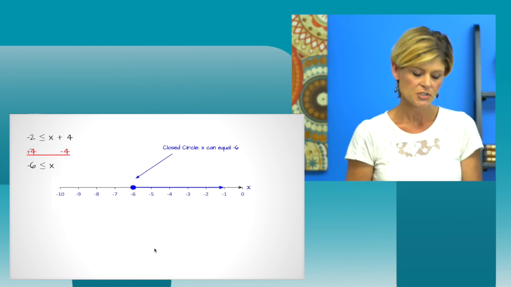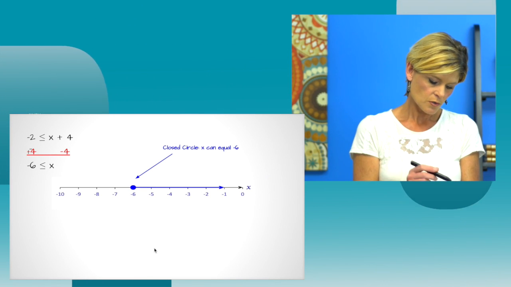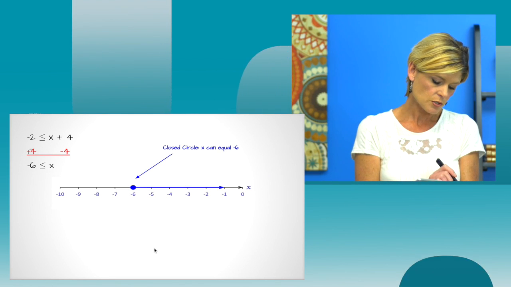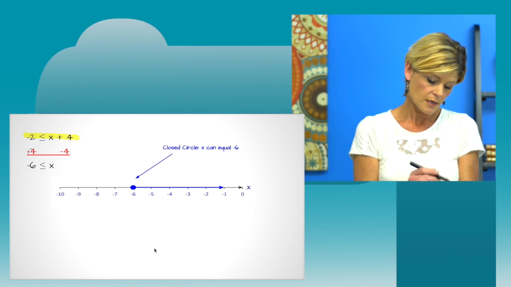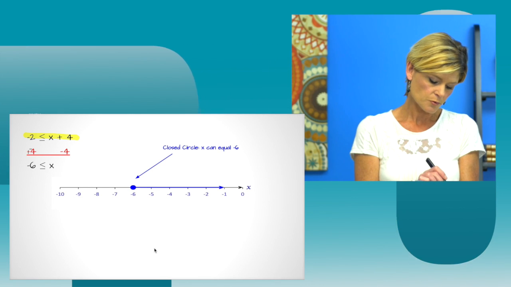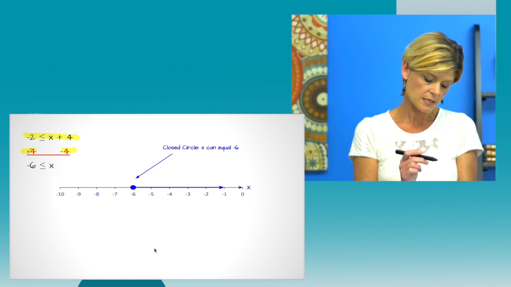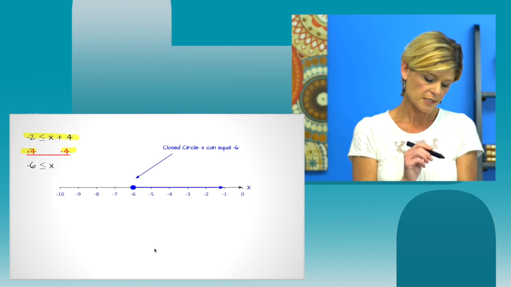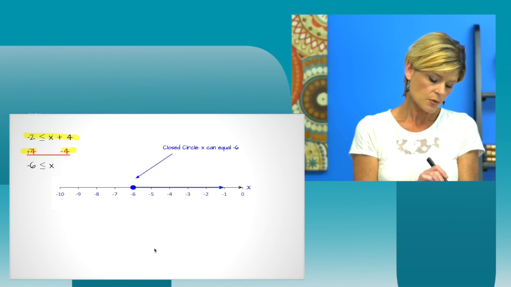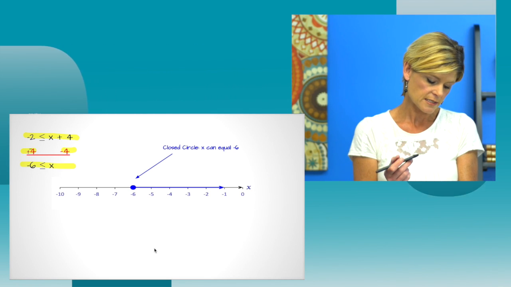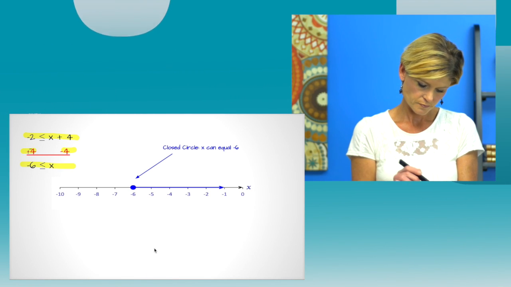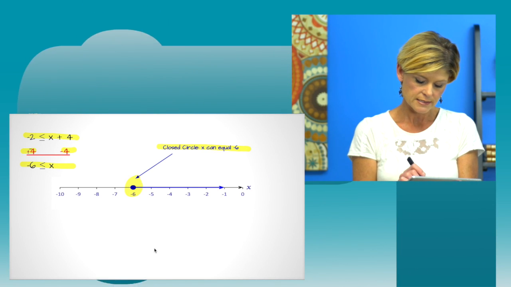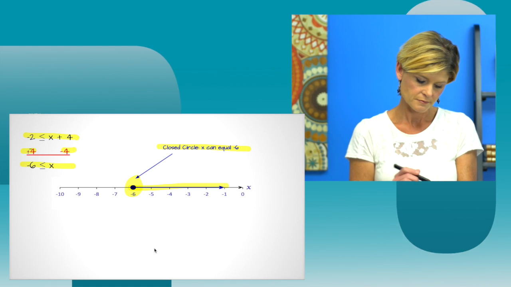Welcome back, everyone. How'd you do? Let's take a look. Our original problem asked us to solve and graph -2 ≤ x + 4. I want to isolate that x, so I'm going to subtract 4 from both sides of the inequality. Just to make things simpler, instead of subtracting 4, I added a -4. So I have -6 ≤ x. When we graph this, we're going to use a closed circle because -6 is part of the solution.